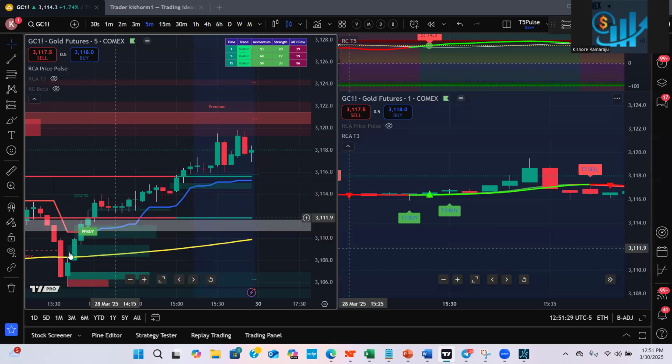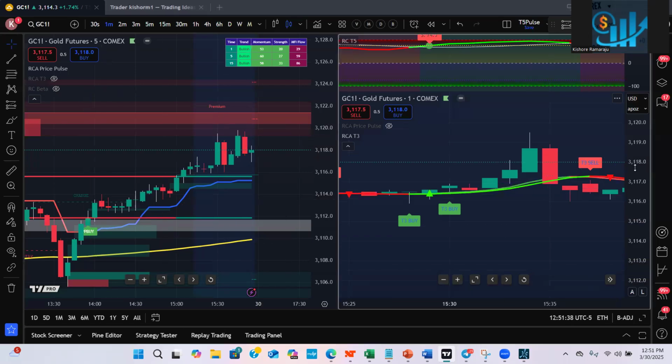So again, don't get confused so much. Always look at the 5 minutes for the direction. Your 5 minutes will tell you what direction you have to use. On your 1 minute, if you have a price pulse buy, you will only take the buy signals, T3 buy, top trend buy, whatever is the buy, whatever indicator you are using. This is your main one, which will tell you what direction you have to follow. This is the secondary indicator. If you have a price pulse buy, you will only use T3 buys.